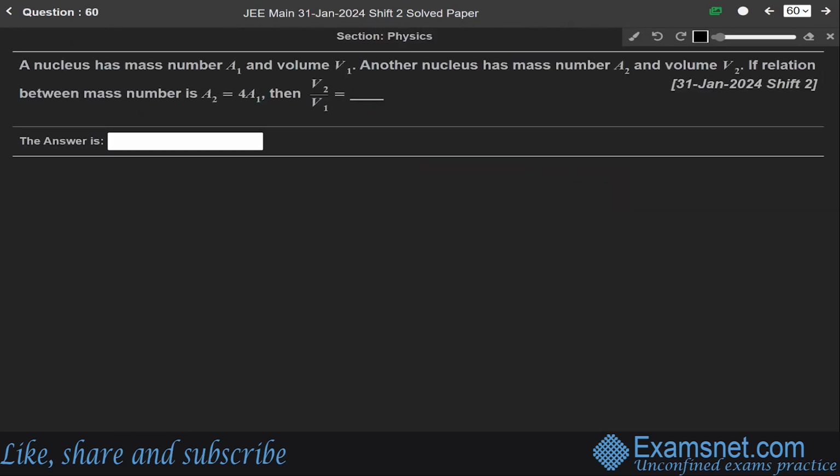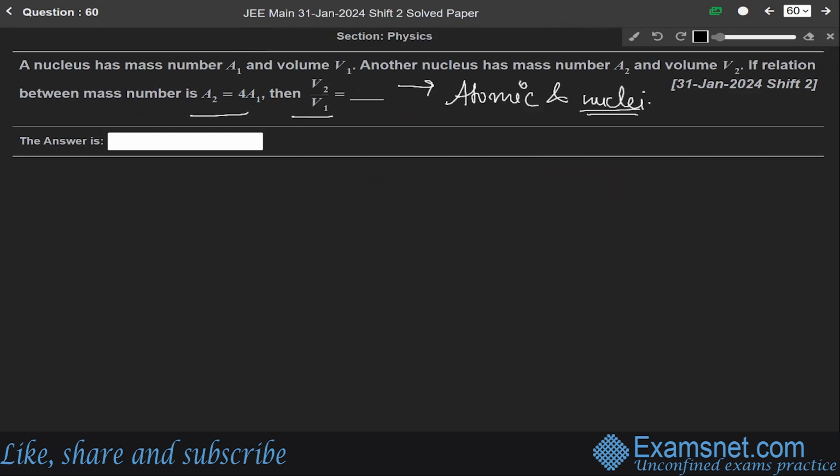Now next question 60. A nucleus has mass number A1 and volume V1. Another nucleus has mass number A2 and volume V2. If the relation between the mass numbers is as given, then we have to find the ratio of V2 over V1. So this question is from the chapter of atomic and nuclei physics.